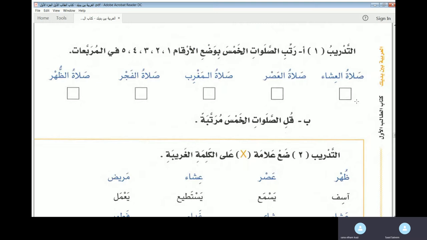By putting the numbers. Raqam is the number, arqam is the plural, numbers. The numbers are 1, 2, 3, 4, 5 in the boxes.